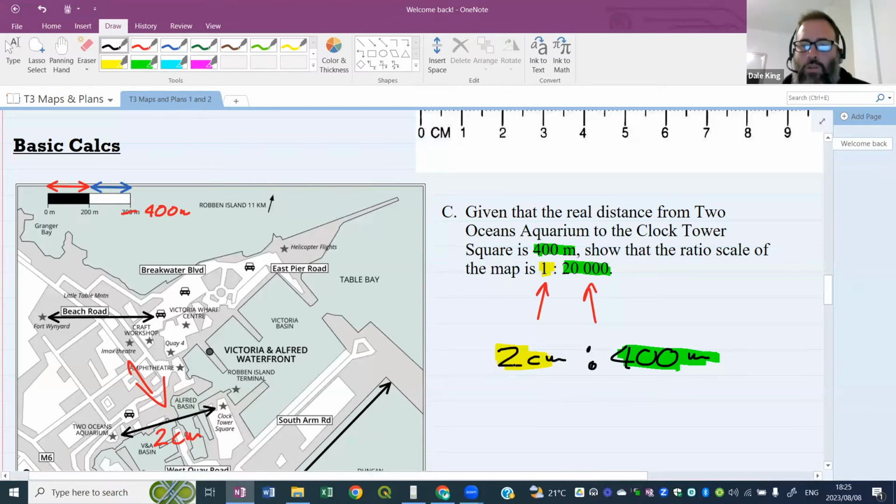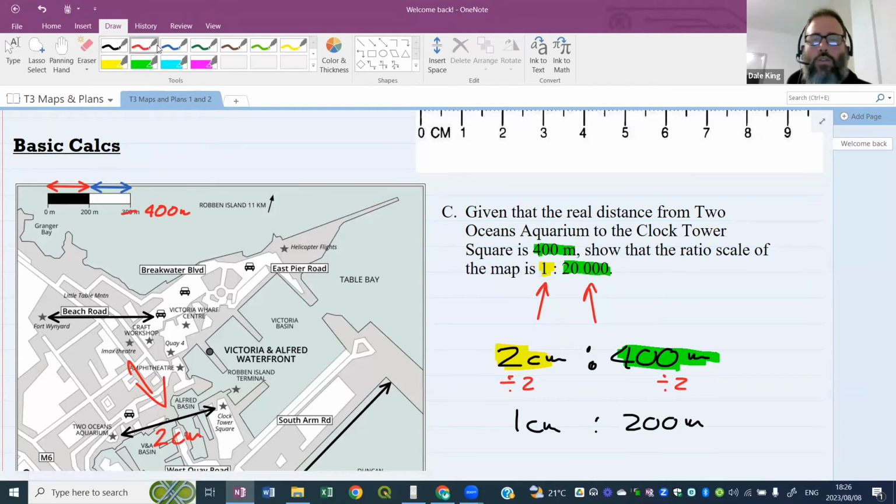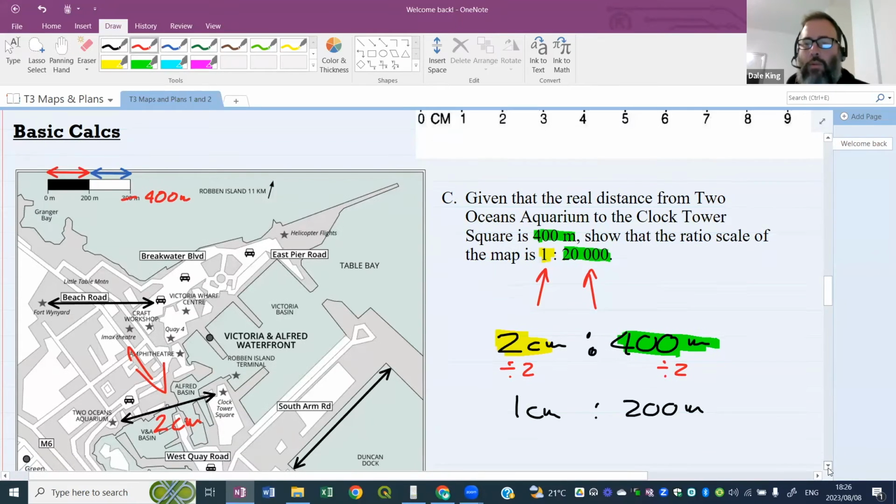So what I'm going to do is first change the 2 to a 1. To change 2 to 1, I'm going to divide by 2. But what I do on the left side of this ratio, I must do on the right side of this ratio. So now I'm going to get 1 centimeter is to 200 meters. But this is not the correct way to write a ratio scale for a map.